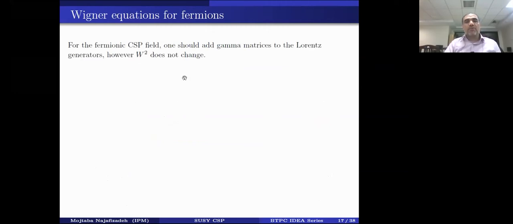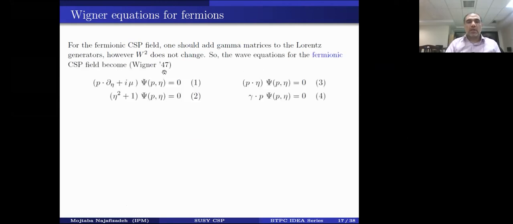For Fermi-Newton CSP field, we should add gamma matrices to the Lorentz generators. However, W square does not change. And again, you can get these equations, which are same as the bosonic case, except equation 4, which should be gamma dot p on phi or on psi equals 0.